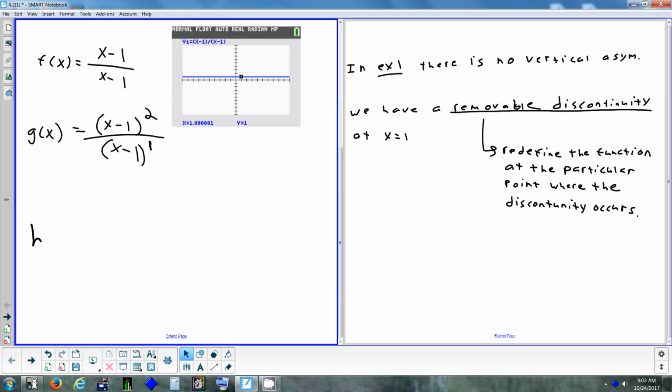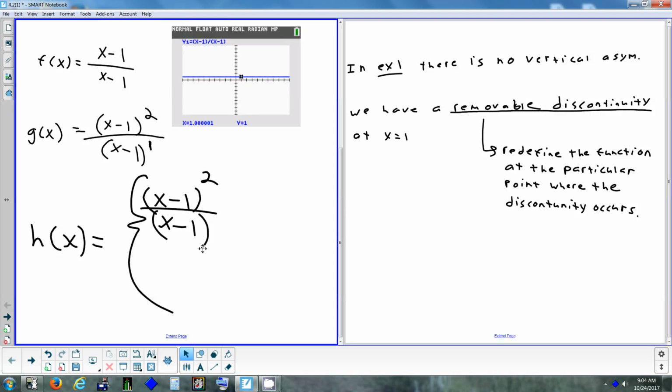So I'll make a new one. We'll call it h of x. And I'm going to say, use this formula for all x's not equal to 1. So anytime you give me an x value that's not equal to 1, I'm going to plug it into that formula to get my y value.